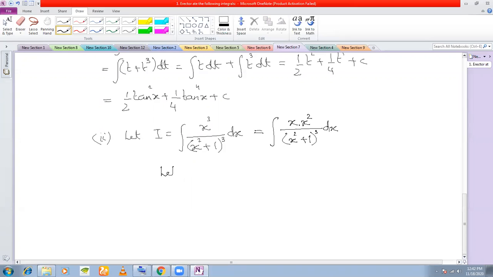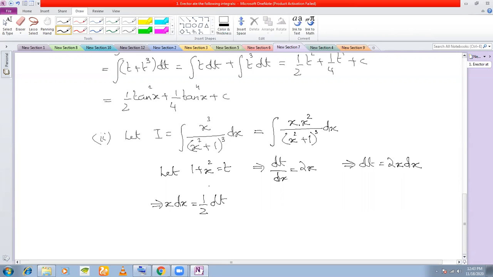Now what you do is you put 1 plus x square is equal to t. That means what do you get? dt dx is equal to 2x. That means what do you get? dt is equal to 2x dx. That means you get x dx is equal to half dt, right?